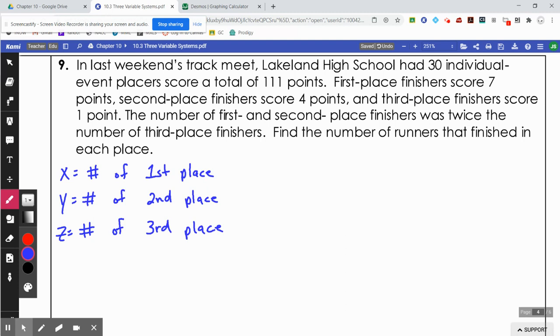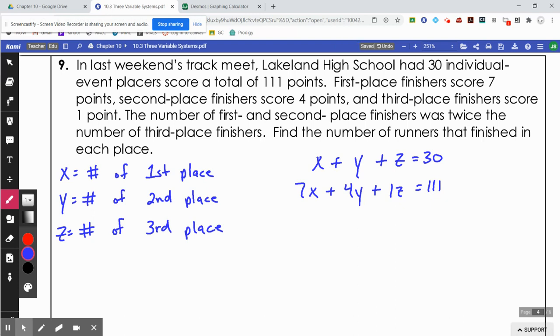our variables. We have, let's see, 30 individual event placers. So therefore, there were 30 different events. So the number of X's plus Y's plus Z's would have to equal 30. There's your first equation. You got 7 points for each first place, 4 points for each second place, and 1 point for each third place. So that'd be 1 times Z.